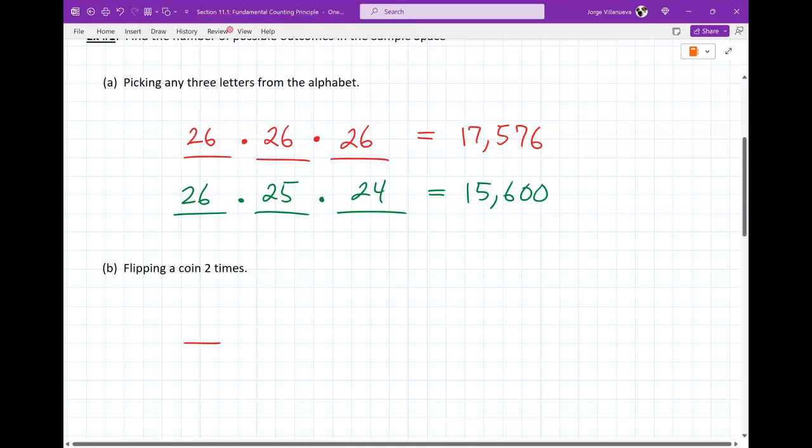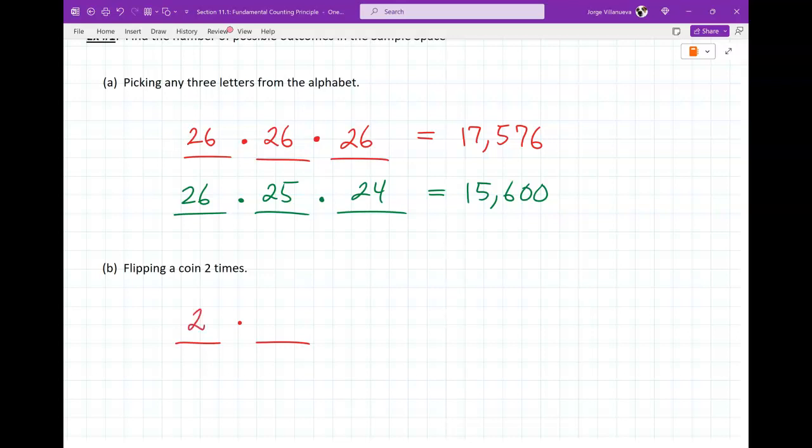There are 2 events, flipping the coin once and flipping the coin the second time, because they said flip it twice. So I have 2 events. Now, how many different outcomes can I get from flipping a coin? Well, heads or tails. So that means 2, right? And then I flip it again. How many outcomes do I get? 2 again. So there are 4 different results you can get from flipping a coin 2 times.